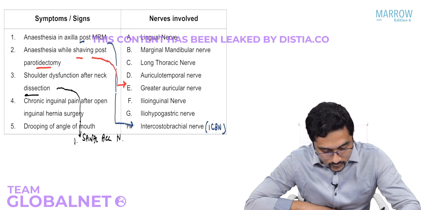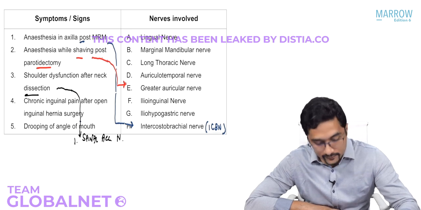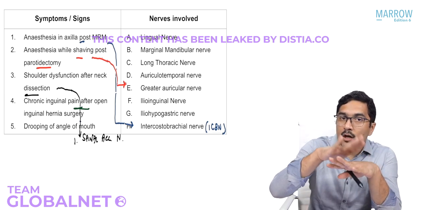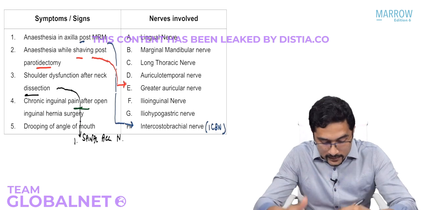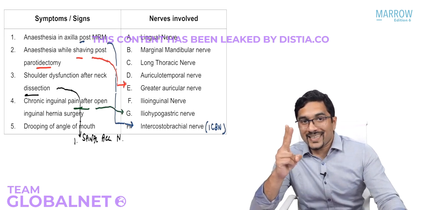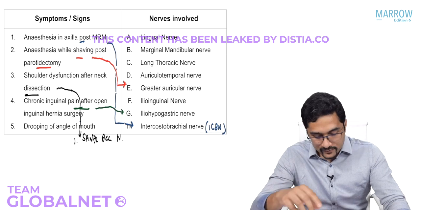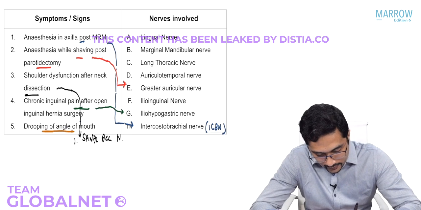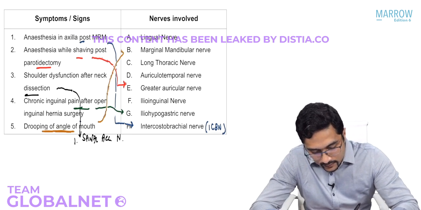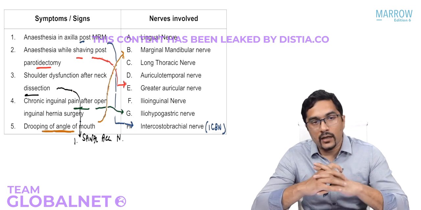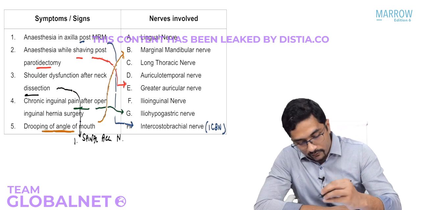Chronic inguinal pain after open inguinal hernia surgery. That is the most common nerve which gets entrapped in the mesh. The most common nerve which gets entrapped in the mesh is the iliohypogastric nerve. Ilioinguinal is the most common nerve which gets cut during open surgery, but entrapped is iliohypogastric. Drooping of angle of mouth, marginal mandibular nerve. So these are some of the common nerve injuries. You should remember them. Very important topic for the exam.